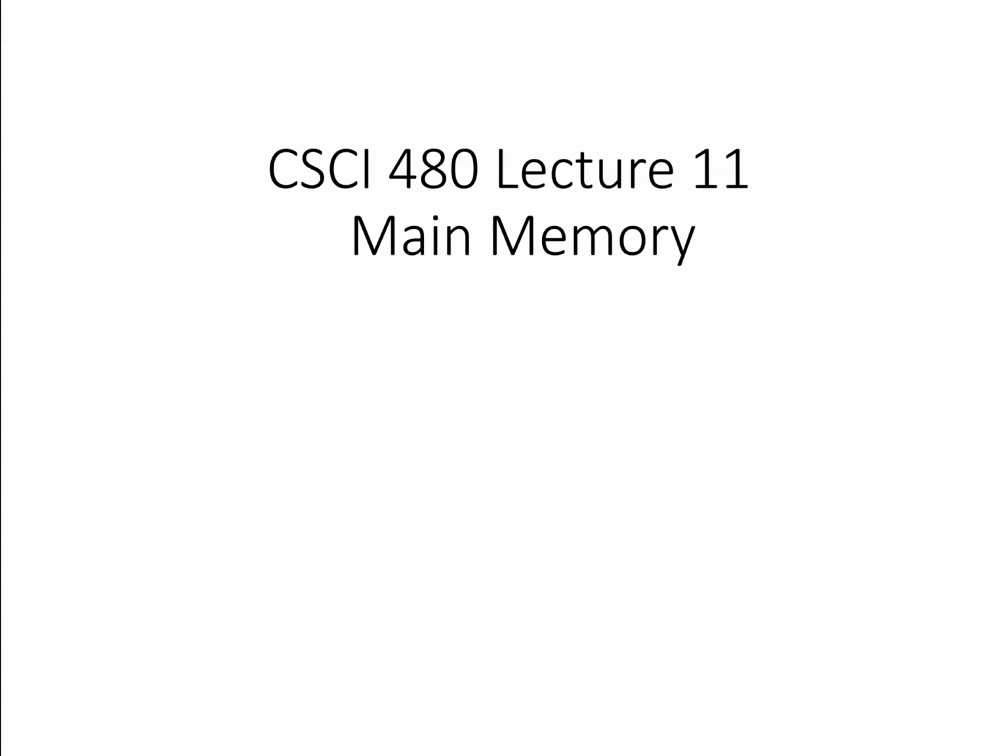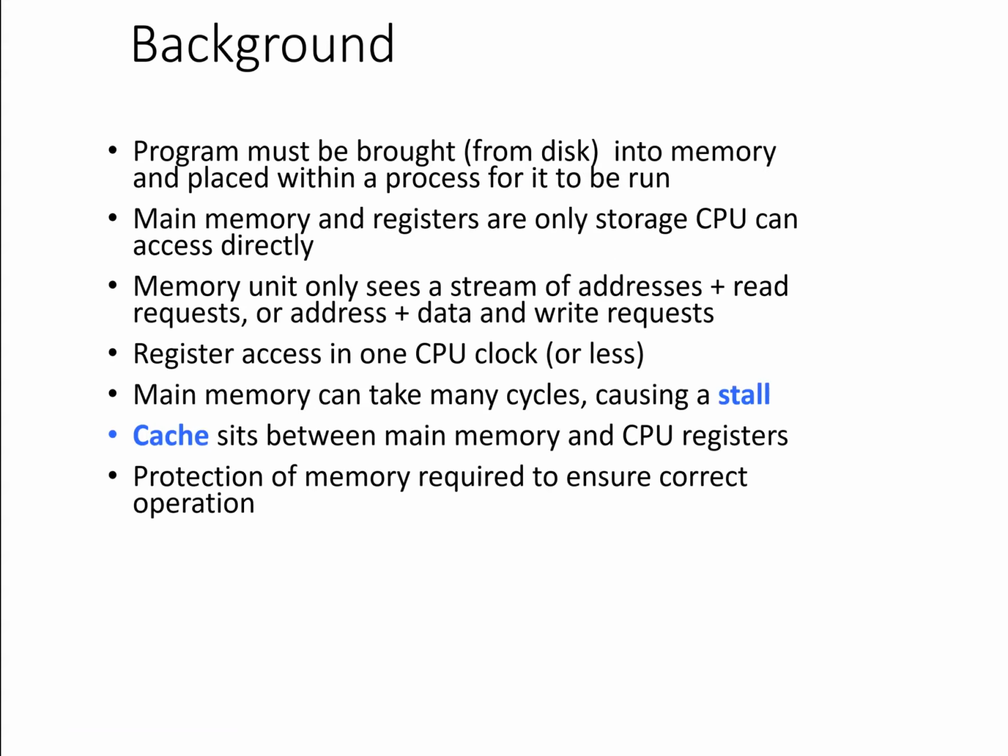In this video, we're going to discuss main memory and what goes along with it. In main memory, the program has to be brought in from disk and placed within a process appropriately in order for it to be able to run. Main memory and registers are the only storage a CPU can actually access directly. The memory unit only sees a stream of addresses and read requests, or addresses plus data and a write request.